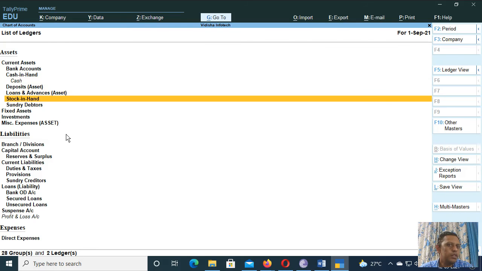Now coming to the liabilities, it is branch and divisions, then capital accounts, reserves and surplus, current liabilities, duties and taxes, provisions, sundry creditors, loans, that is liability, bank overdraft account, that is also liability, secured loan, unsecured loan, and suspense account is also a part of liability.